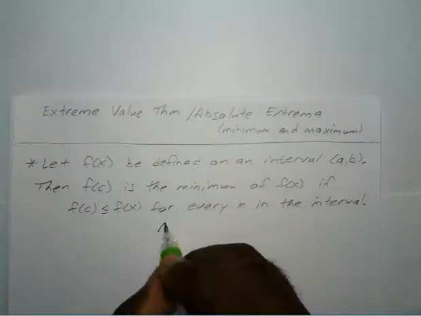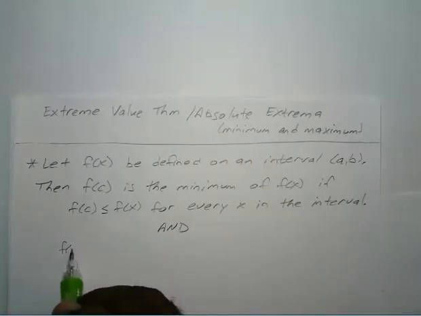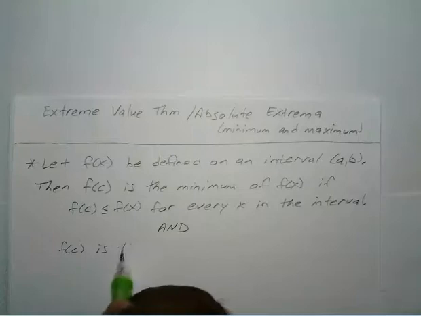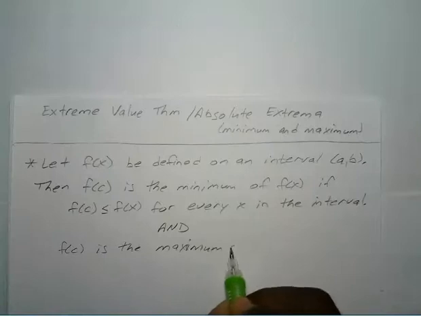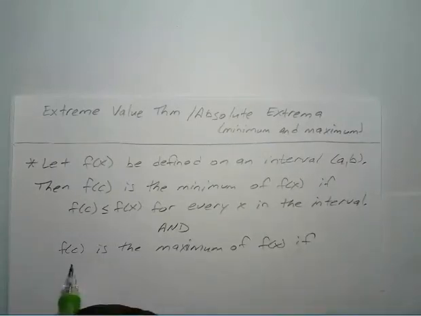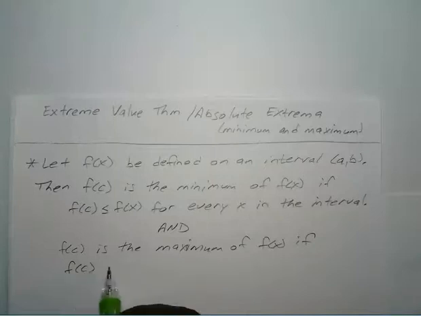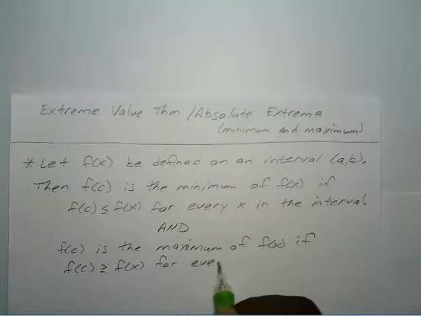Okay, what else does it tell us? Well, it also tells us that f of c is the maximum of f of x if f of c is greater than or equal to f of x for every x in the interval.